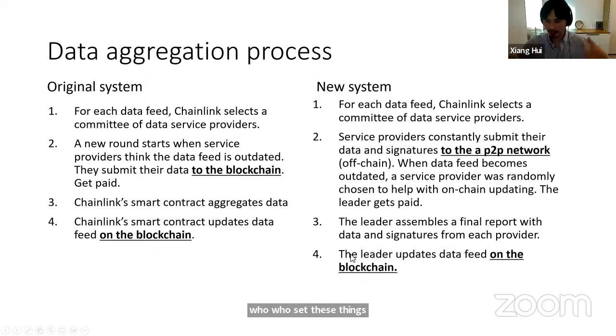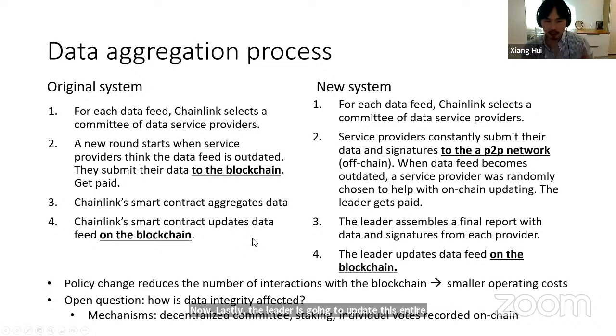Now, lastly, the leader is going to update this entire final report on the blockchain. Okay? So you see that the policy change reduces the number of interactions with the blockchain, and that, of course, implies a small operating cost. But what is sort of an open-ended question is, how has data integrity been affected by this policy, right?